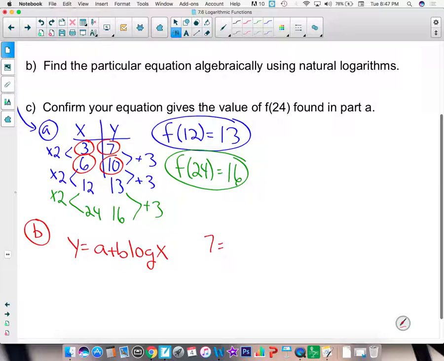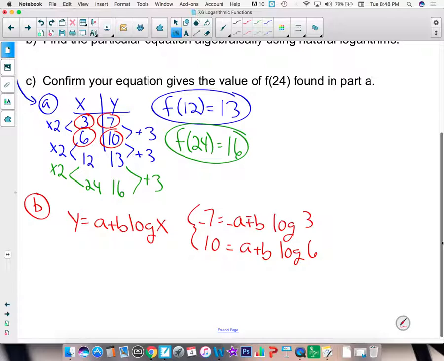So we have 7 equals a plus b log 3. And we have to make another equation. So we have 10 equals a plus b log of 6. Now it's not as easy as just dividing them. I'd say it's even easier with this one, because we have to get rid of the a. In order to get rid of the a, we can just subtract the two equations. If I look at those two and subtract them, I'm going to take the smaller one from the bigger one. So I'm going to change these to negatives. Those are the ones I'm going to be subtracting.